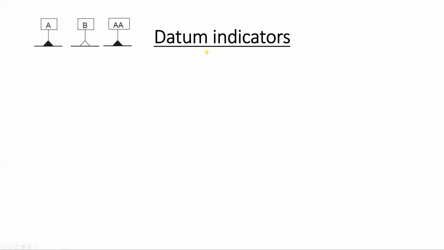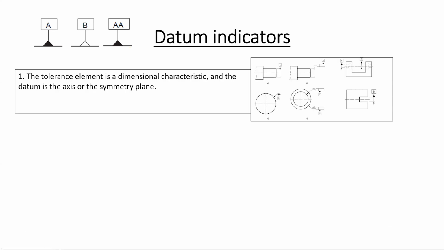Datum indicators. As we see here on the left side, we will see exactly how a datum is represented on a technical drawing. Okay, so you can see it like this, like this, or also like this. So keep this in mind. This is not the only way that you can see the datum represented on the drawing, but we will talk about other representations in the following videos. Okay, let's see the first example.